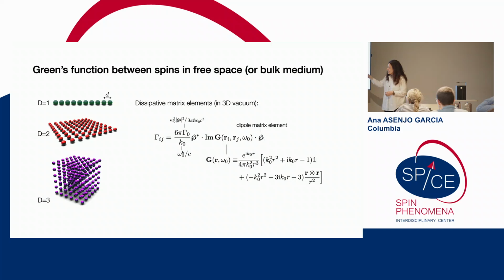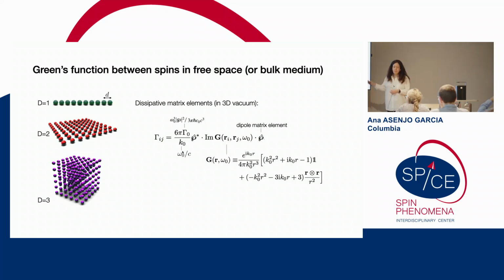And then the last thing is that this is generically a tensor, because this is projected onto the dipole matrix element of the atom. So this basically sets a quantization axis with a magnetic field. This fixes the polarization of your specific transitions, and then you project your Green's function onto this, and then you have an expression for the dissipative couplings between atoms.